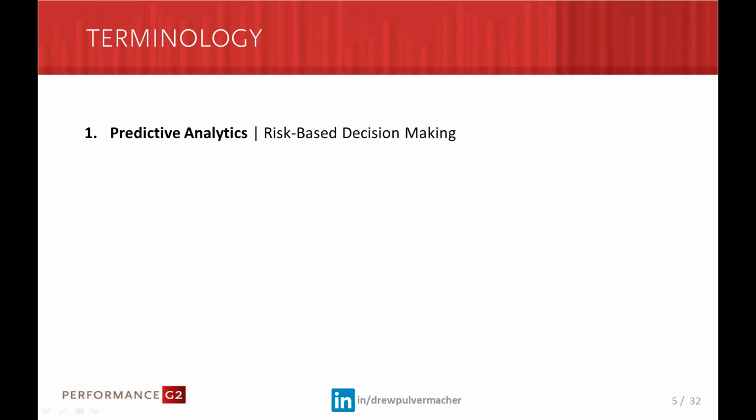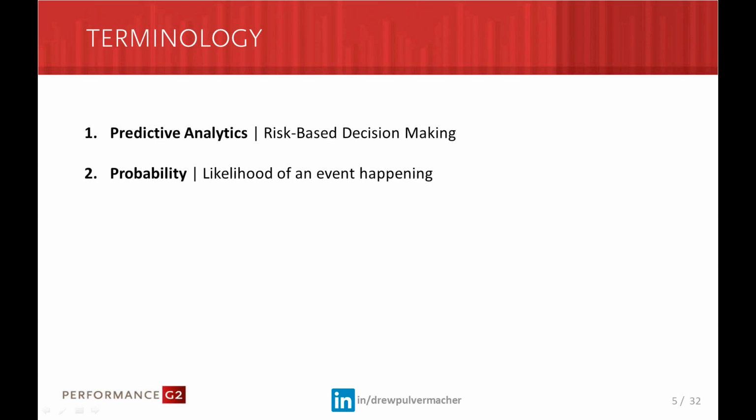Terminology: predictive analytics. How do we call this? What do we say about this? Risk-based decision making. Predictive analytics is all about decision making, and we will review those concepts in detail today. If it's risk-based, then we're talking about probability. Hopefully this word does not scare anyone. It's basically the likelihood of an event happening.